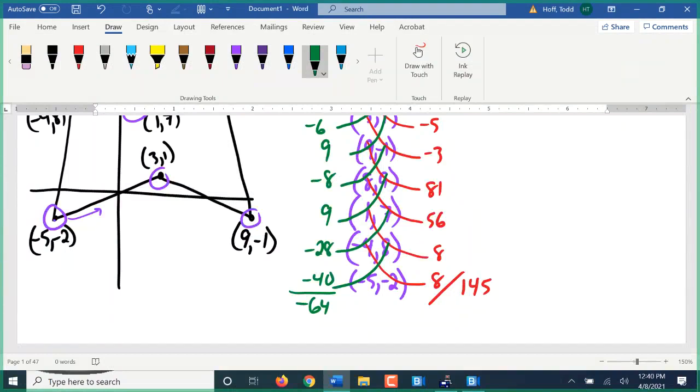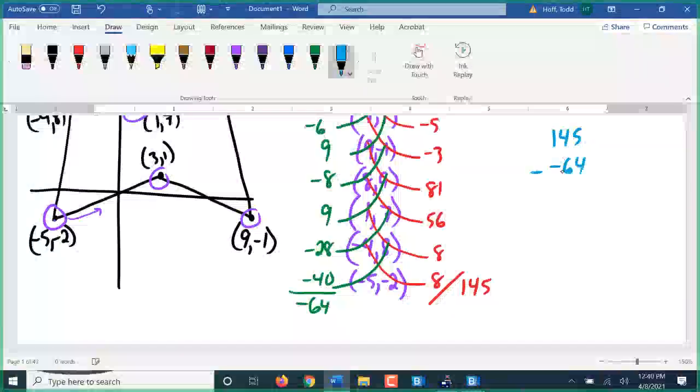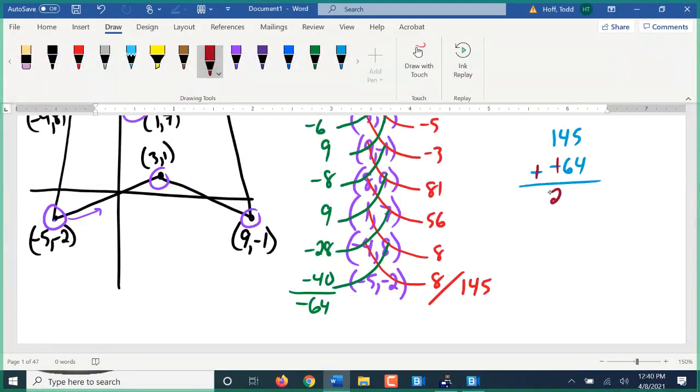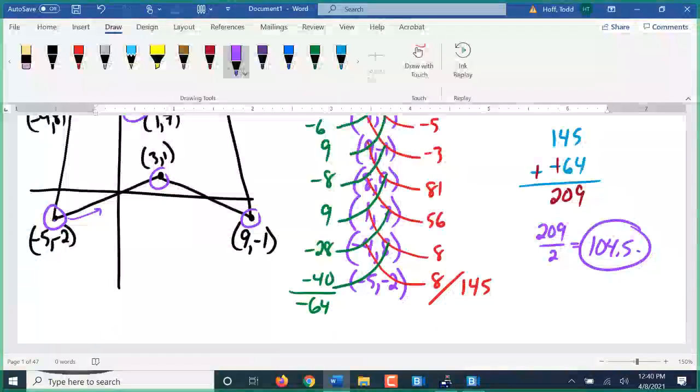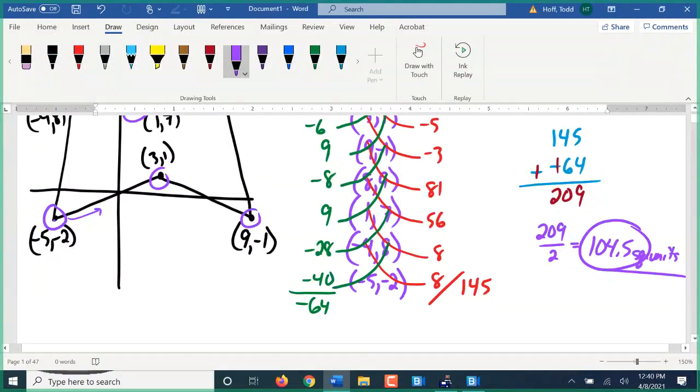Now remember, we have to take the bigger minus the smaller. So 145 minus the -64. Well, minus a negative is the same as plus a positive. So that adds up to 209. The area then is that number, 209 divided by 2. So the area of this shape would be 104.5 square units. Whatever units I'm using to lay out that grid would be the units of area.